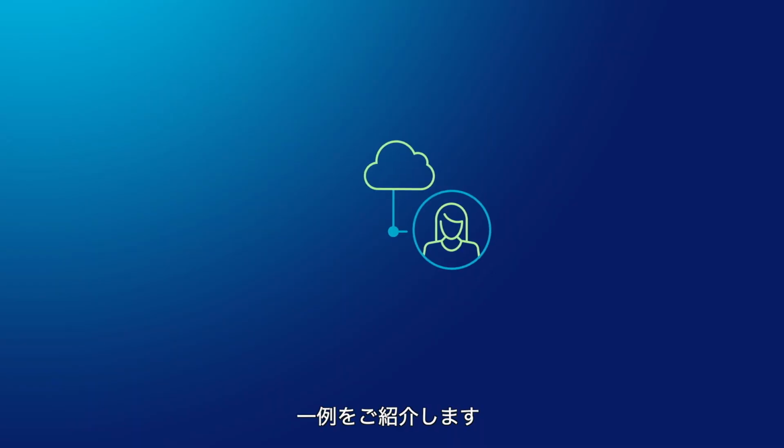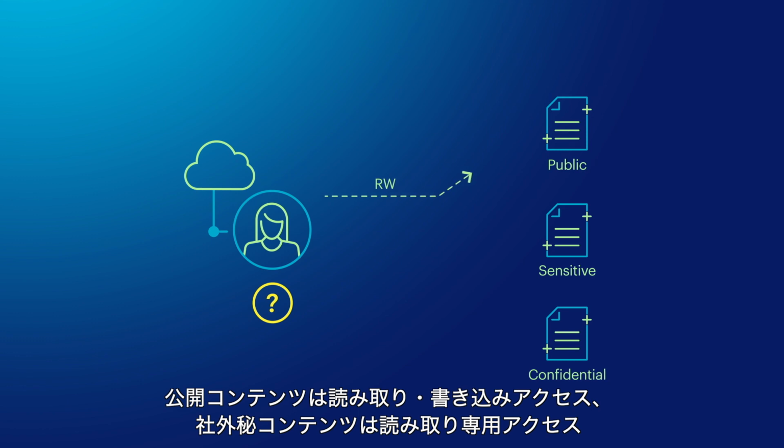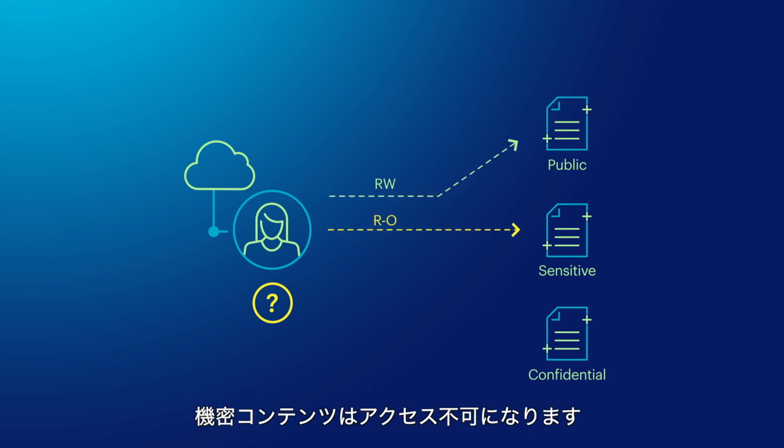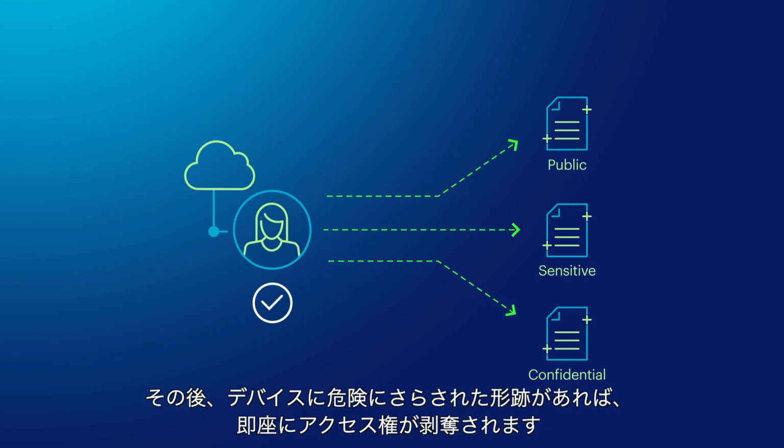Here's an example. If Alice is on an unmanaged device, she receives read-write access to public content, read-only access to sensitive content, and no access to confidential content. If she's on a managed device, she receives full access to all content. If her device later exhibits signs of compromise, her access is instantly revoked.